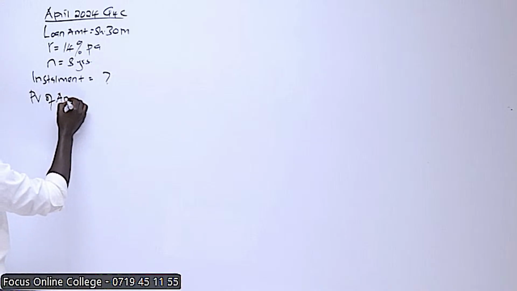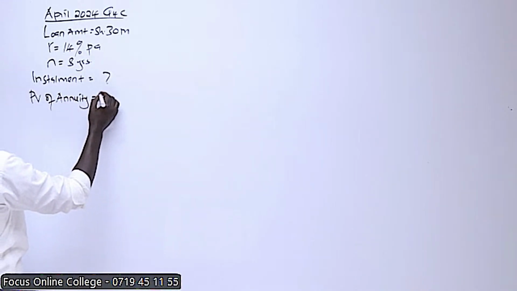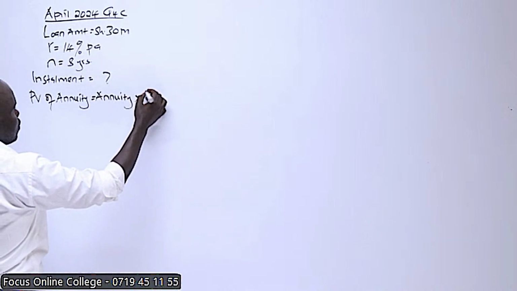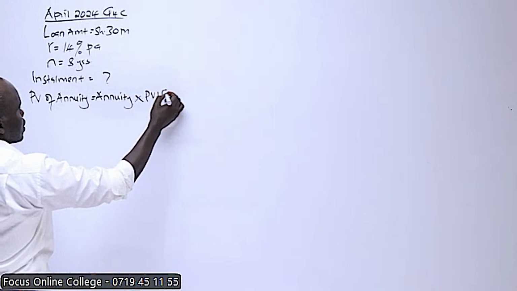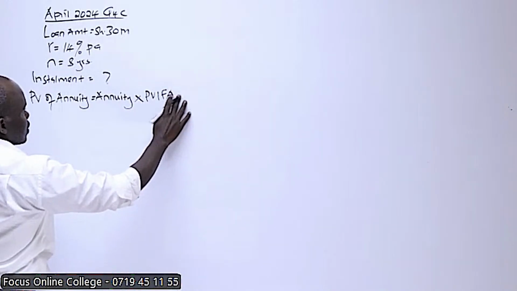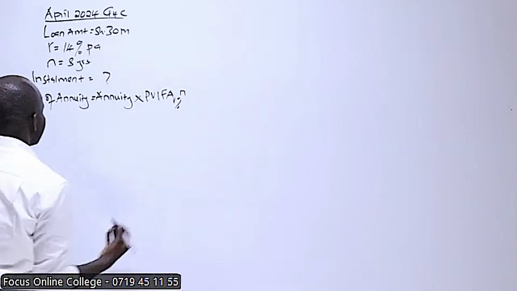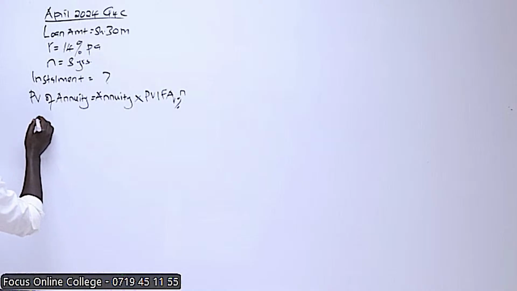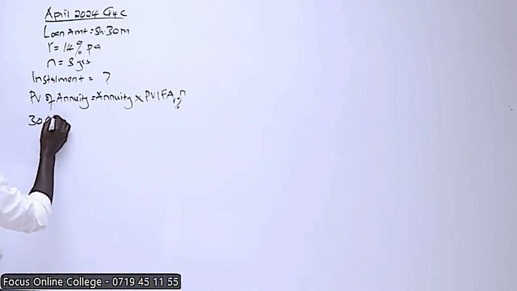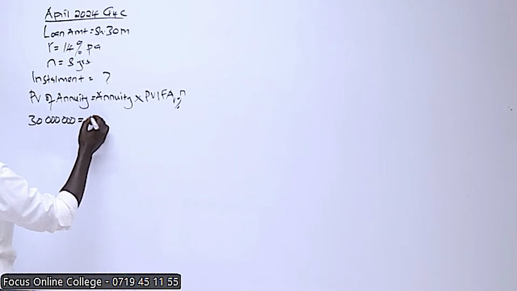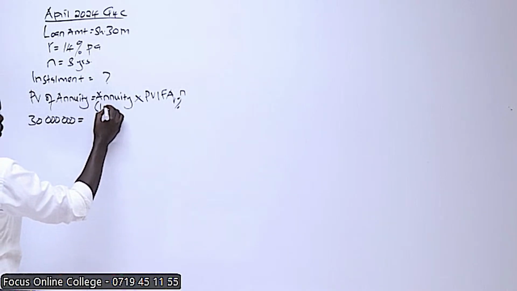Present value of annuity is equal to the annuity times the present value interest factor of an annuity, R% power n. So the loan amount is 30 million. 30 million is equal to, so this one you said is the installment.